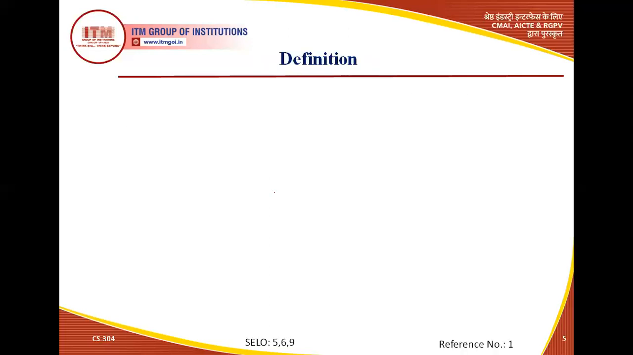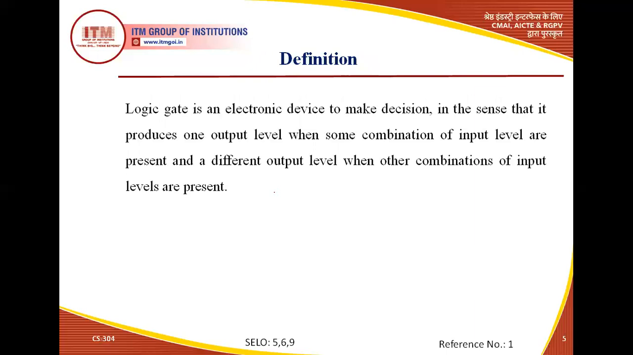Now, how can we define a logic gate? So, a logic gate is an electronic device which takes input and produces output according to its operation or according to its logic and the given input. That means it is an electronic device that makes a decision according to the given input and according to its logic. And if we change the input, then its output will change.